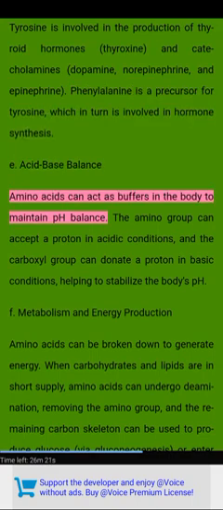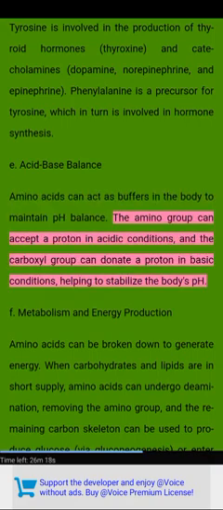Acid-base balance. Amino acids can act as buffers in the body to maintain pH balance. The amino group can accept a proton in acidic conditions, and the carboxyl group can donate a proton in basic conditions, helping to stabilize the body's pH.